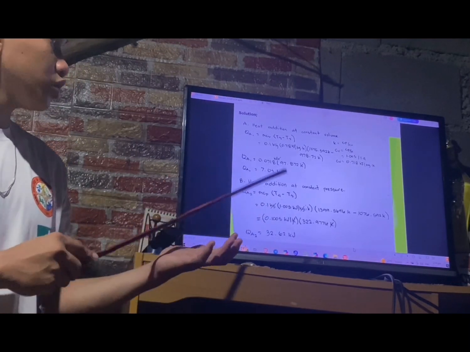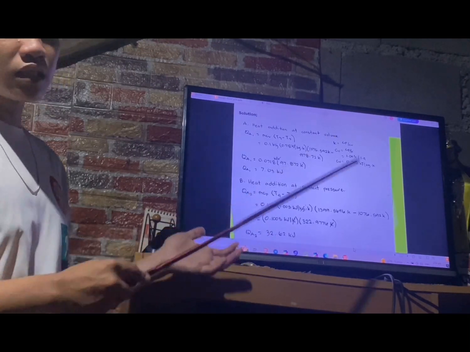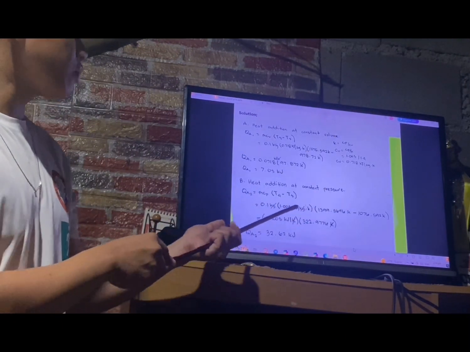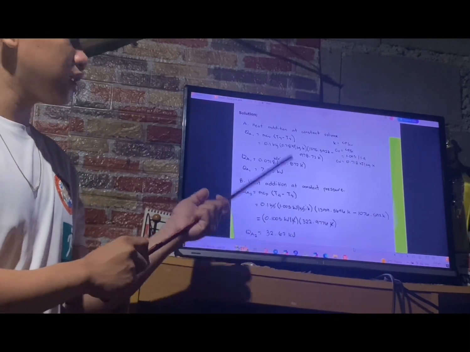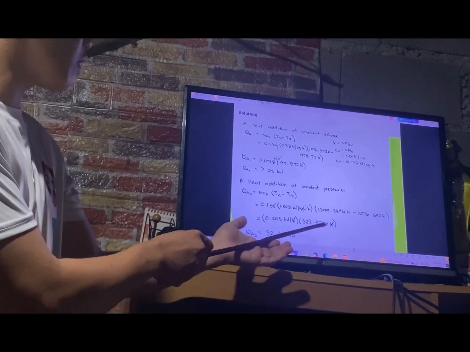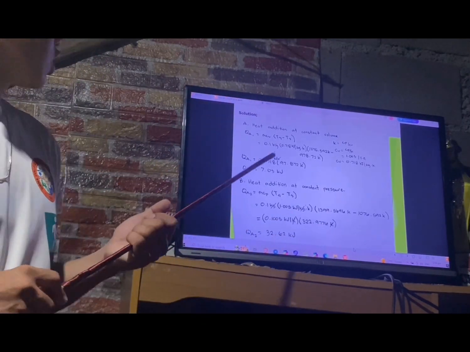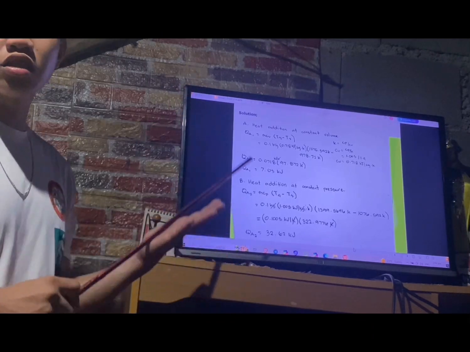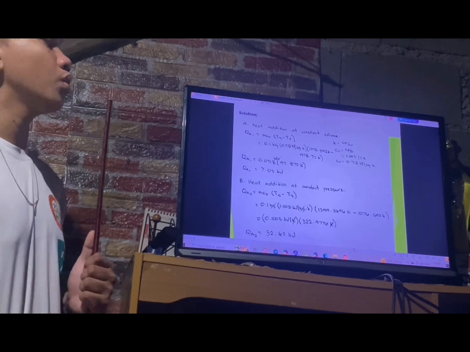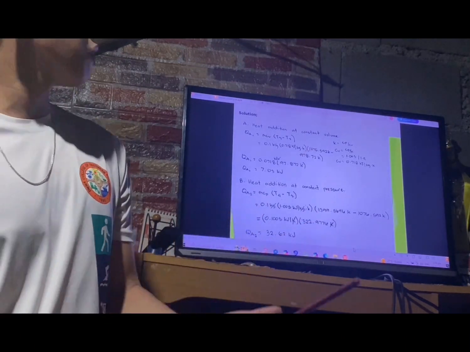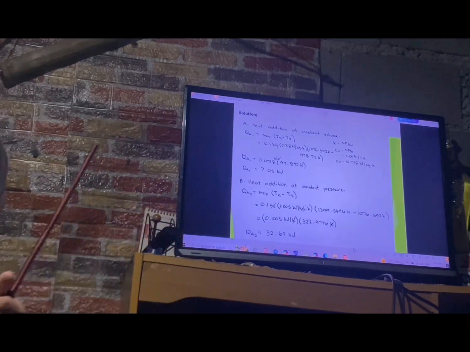Then 0.1 times 1.005, we have the answer of 0.1005 kilojoules per Kelvin. We cancel the kilogram here, and the difference between T4 minus T3 is 322.9776 Kelvin. Then multiply this, and we come up with the value of heat addition at constant pressure, QA2, equal to 32.62 kilojoules. So we already have the value of heat addition at constant volume and heat addition at constant pressure.